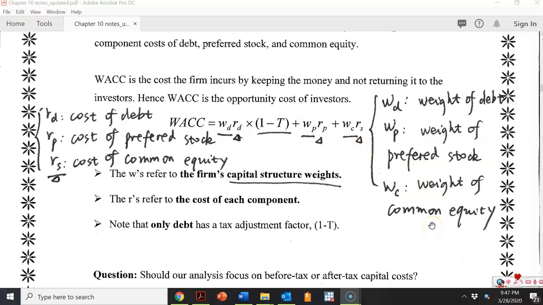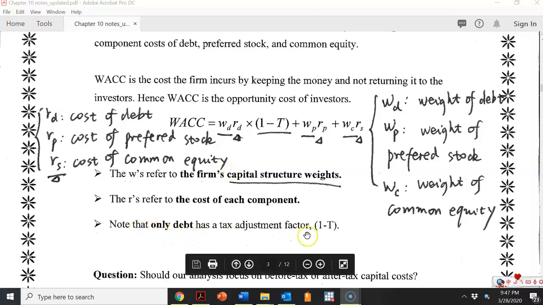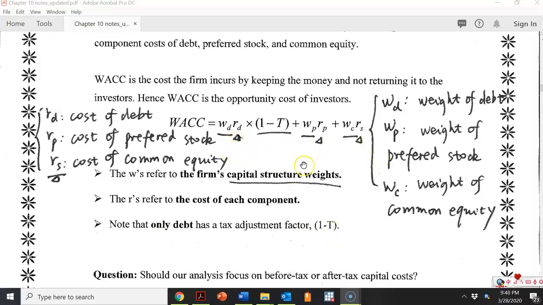Three weights. We use the three weights multiplied by the three R's. The R's refer to the cost of each component. We have RD, the cost of debt, RP, the cost of preferred stock, and RS, the cost of common equity. Note that only debt has a tax adjustment, 1 minus the tax rate. So we use three weights multiplied by three costs, but for debt, we have the tax adjustment.